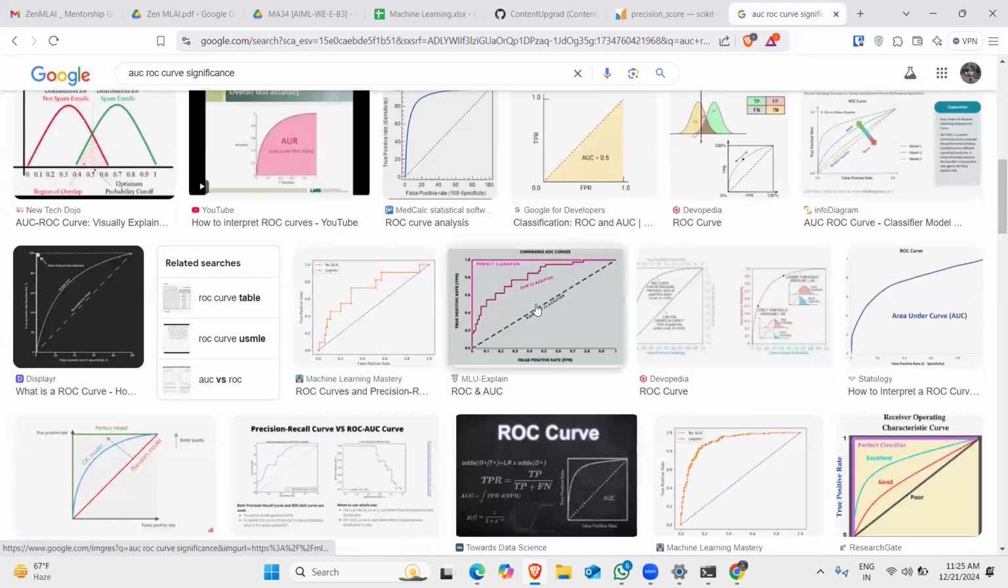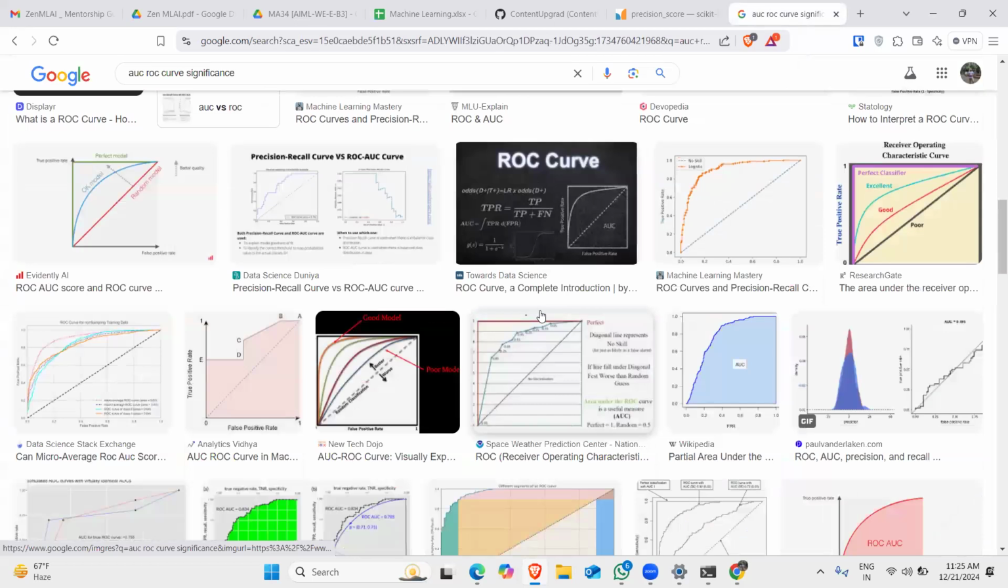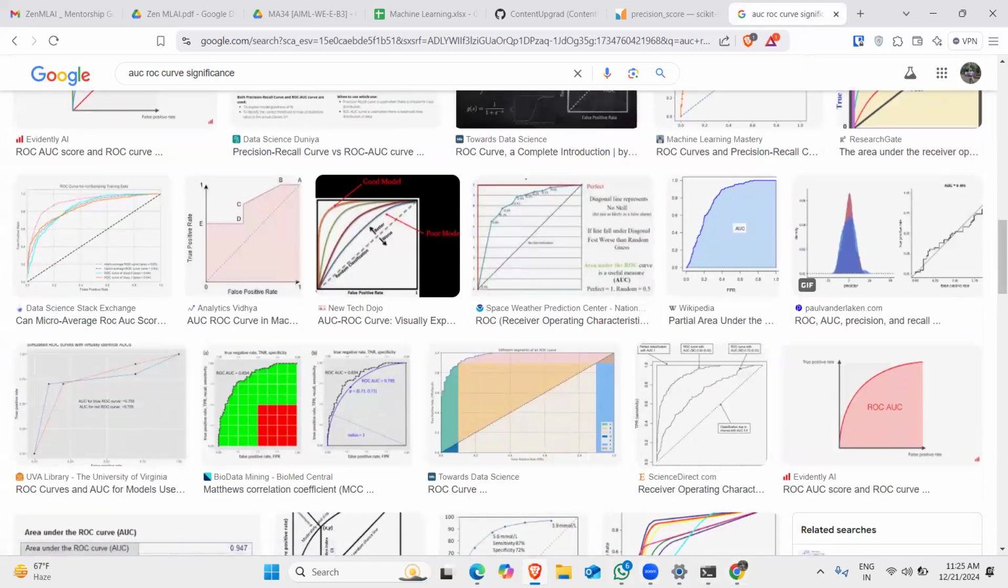Is it clear now, everyone? Is this thing clear? AUC ROC curve, everyone?